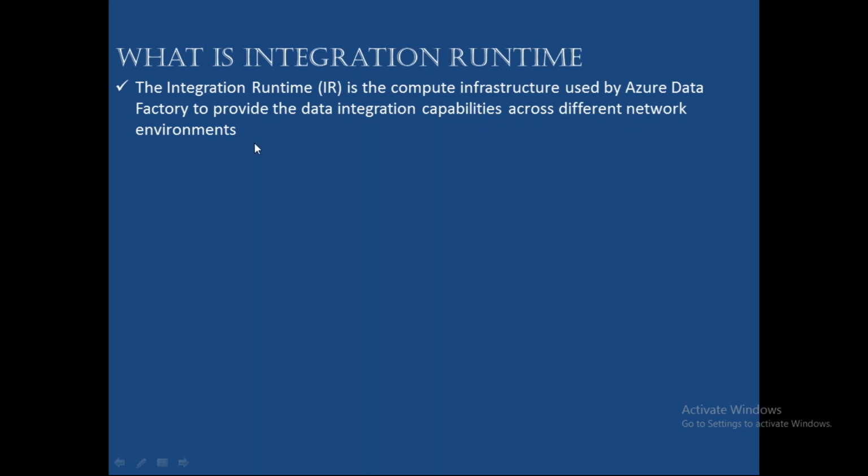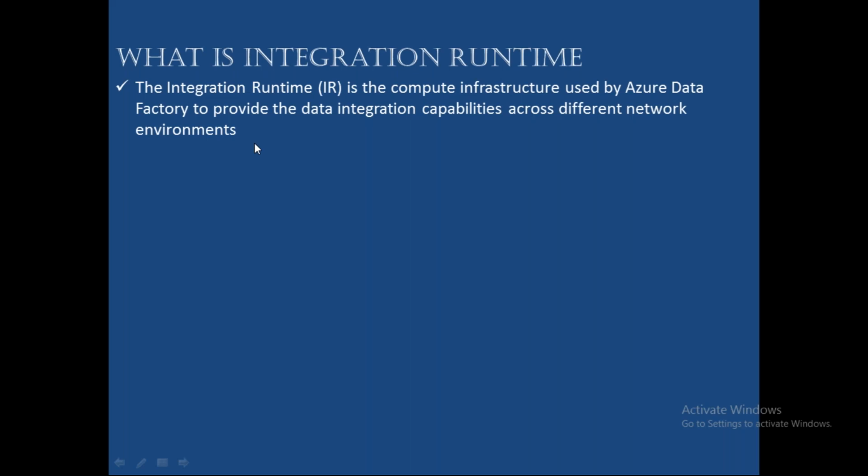What are the data integration capabilities across different network environments? Network means it may be cloud, it may be on-premise. If it is a private network, it is on-premise. We discussed what is on-premise and what is cloud. If you are moving data from on-premise, that is a private network. If you are moving into the cloud, cloud is a public network.